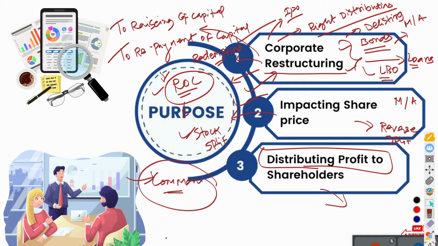So under distribution of profit, you can put these two terms, dividends and interest payment. The company distributes from the company's profit. When the company earns profit, it distributes the interest payment, and also distributes the dividends to the preference and common equity holders. So these are the main three purposes which you can define, or even elaborate if someone asks you why the company announces corporate actions.